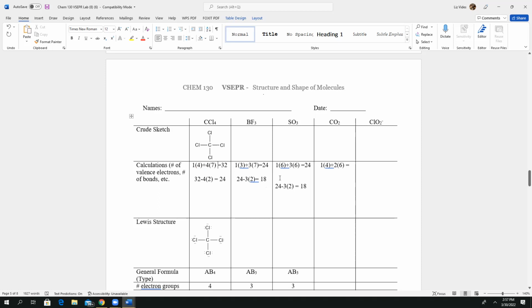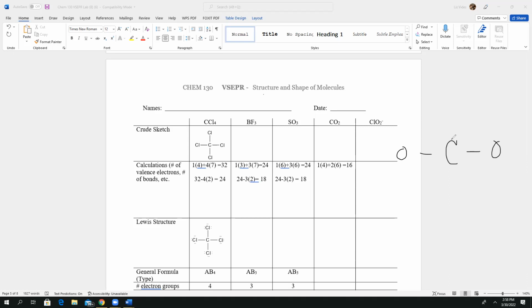Okay. So this one is going to be a total of what? Let's see. 12 plus 4 is 16. All right. So we now need to make our crude sketch. Okay, so we got the carbon and 2 oxygens. And we always know that the carbon's the central because it's the one that there's only one of, and it's less electronegative, like you saw in the video.